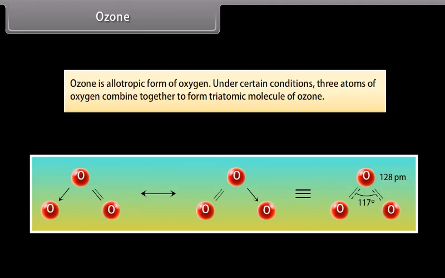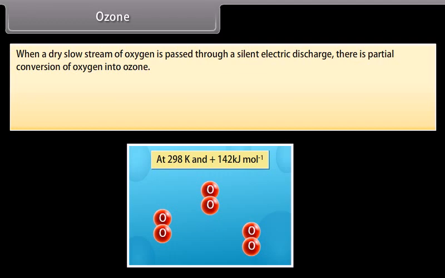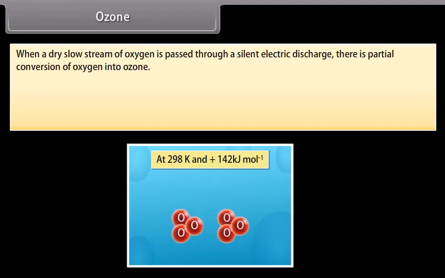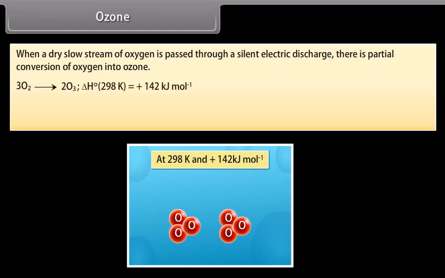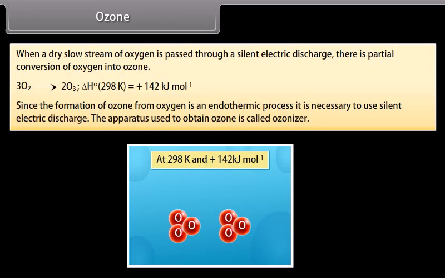Ozone. Ozone is allotropic form of oxygen. Under certain conditions, 3 atoms of oxygen combine together to form triatomic molecule of ozone. When a dry, slow stream of oxygen is passed through a silent electric discharge, there is partial conversion of oxygen into ozone. Since the formation of ozone from oxygen is an endothermic process, it is necessary to use silent electric discharge. The apparatus used to obtain ozone is called ozonizer.